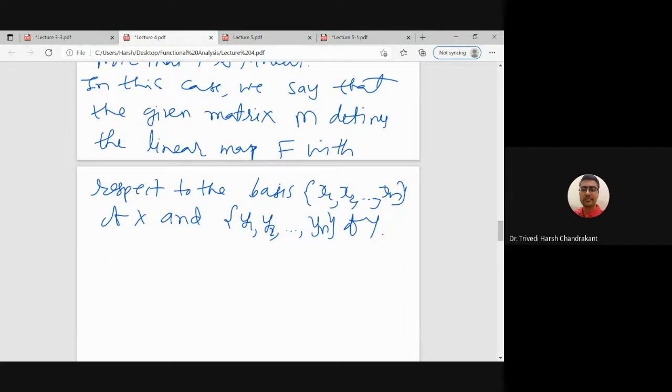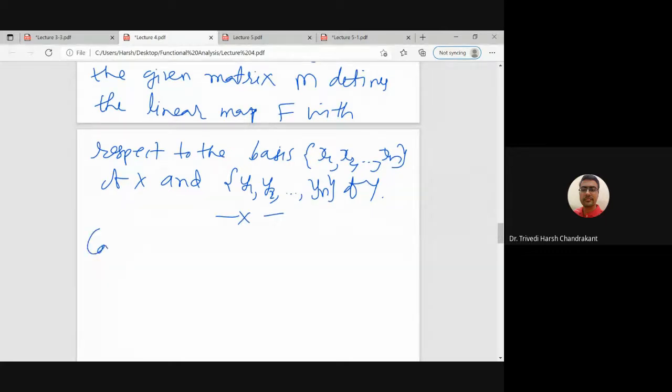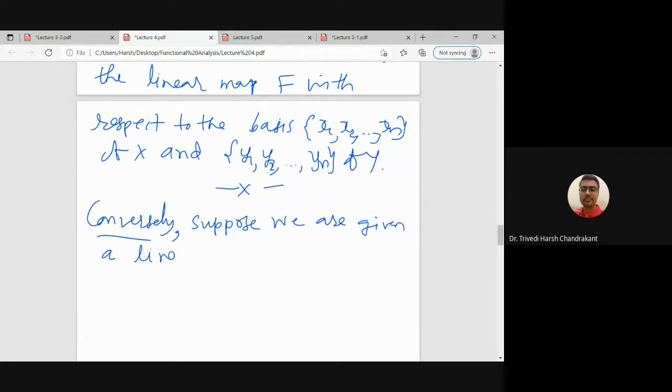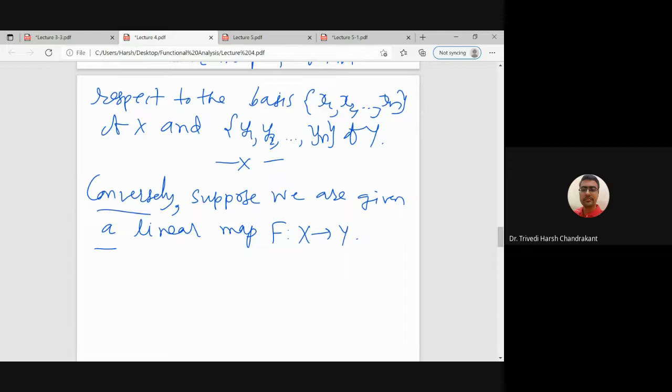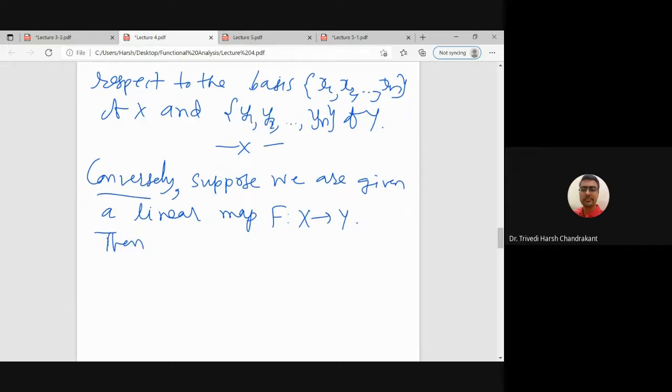Now the converse of this. Converse means we are given a linear transformation and bases, and we need to find the corresponding matrix. So conversely, suppose we are given a linear map f from x to y.